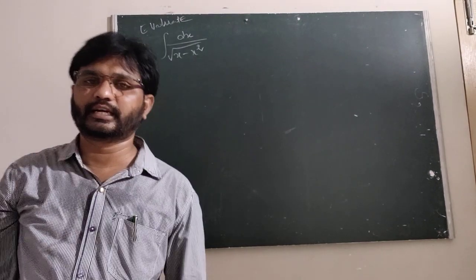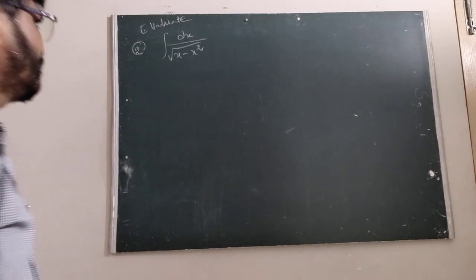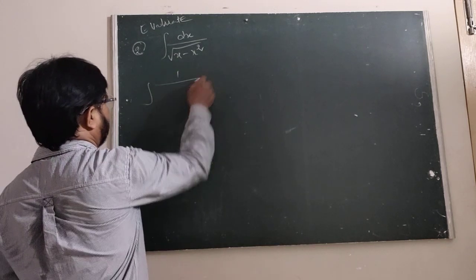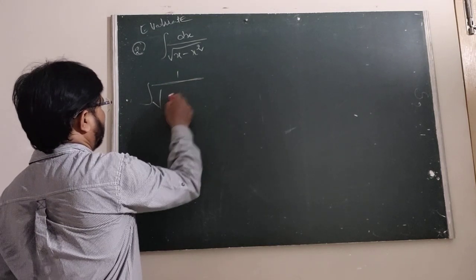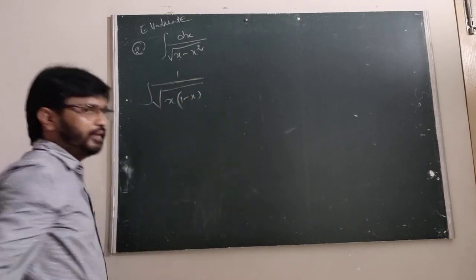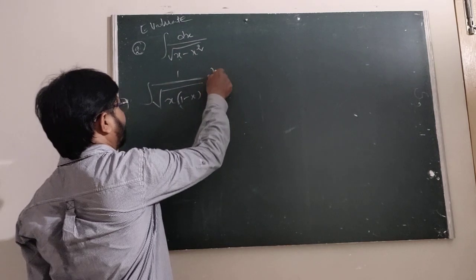Now we are going to the second one. Evaluate the integral dx upon under root x minus x square. Here we can write 1 by under root x as the common factor, so 1 minus x. X into 1 is x, x into x is x square, into dx.